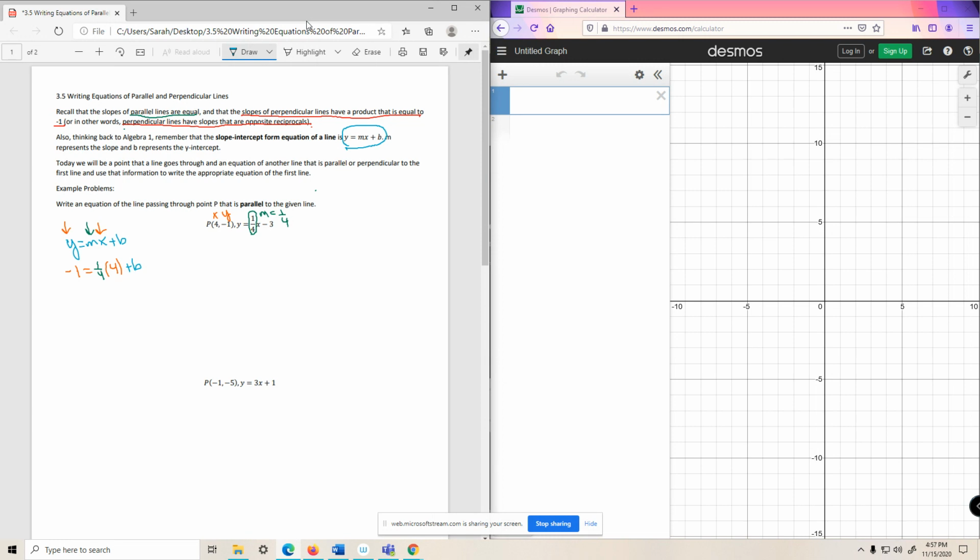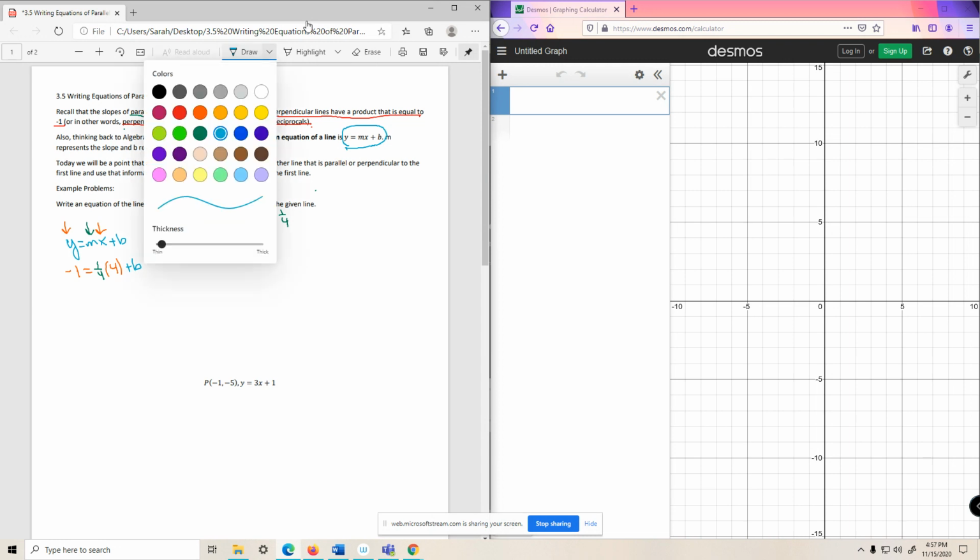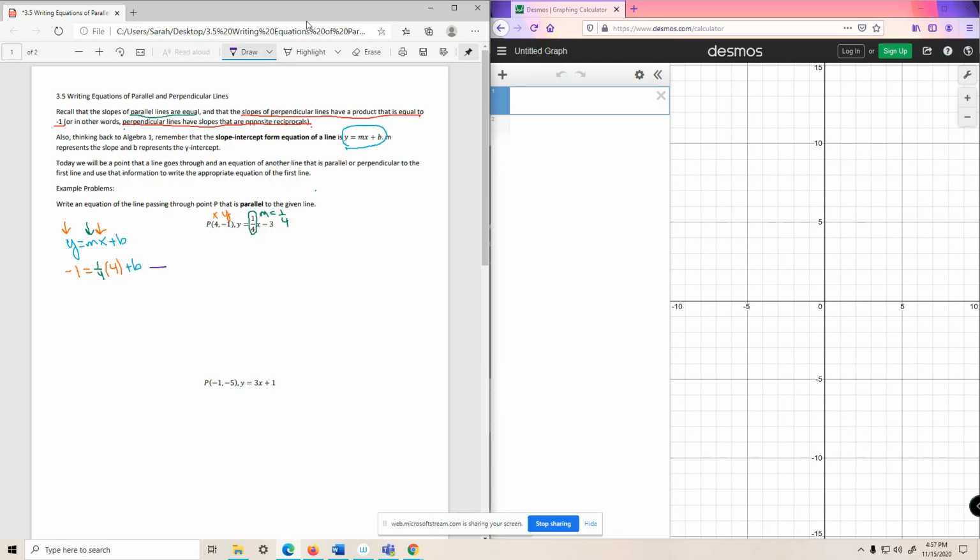I'm going to be finding b, though, and using that to write my y equals mx plus b final answer equation. So how do I find this b? I need to solve this equation right here. 1/4 times 4 is 1. And then to get b by itself, I need to subtract 1 from both sides. So I get -2 for my b.